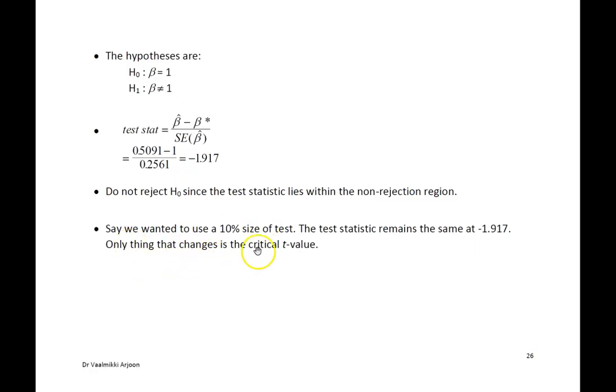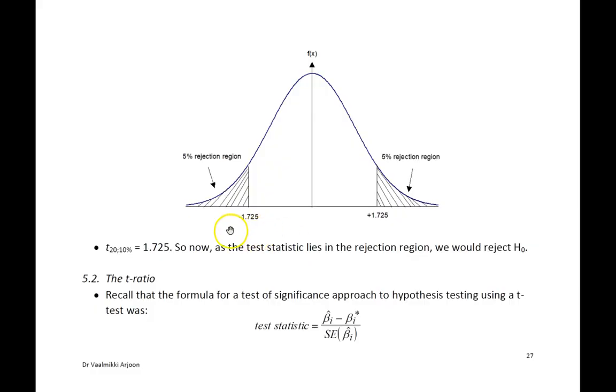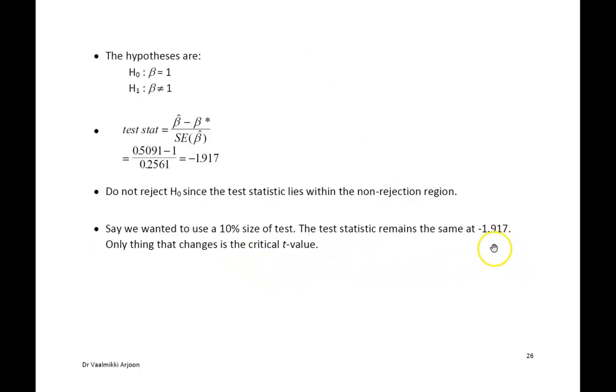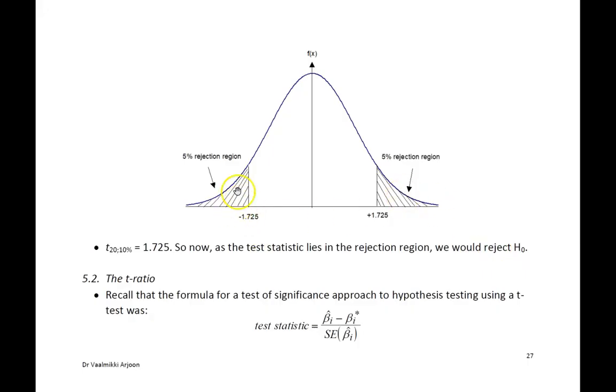If we wanted to use the 10% size of the test, the test statistic will remain the same. The only thing that changes is the critical t value, which now becomes negative 1.725. So the test statistic now lies within the rejection region, because negative 1.9 is less than negative 1.725. In this case, if you use the 10% level, you will reject the null hypothesis.